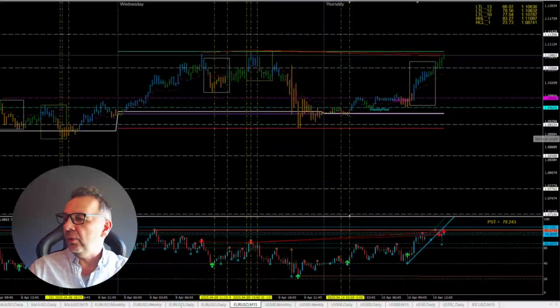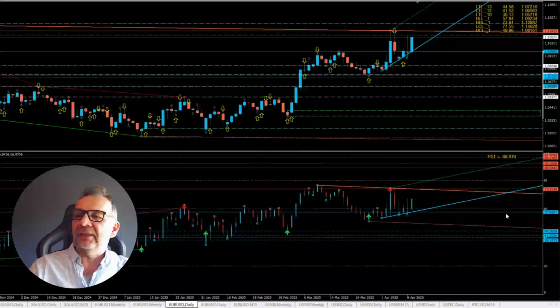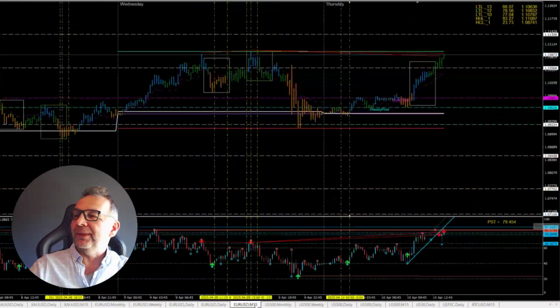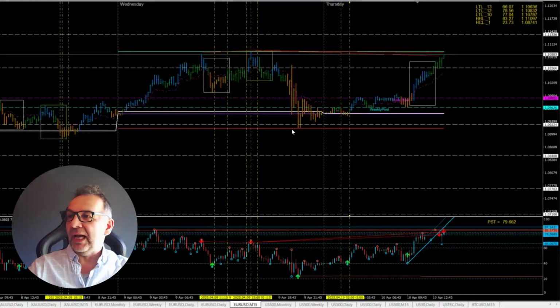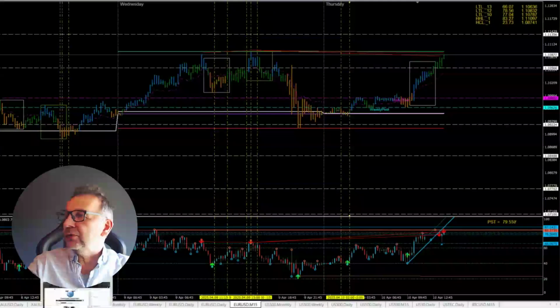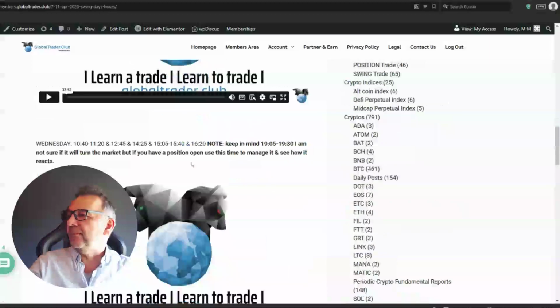1.0922. Where's that coming from? That's coming from there yesterday on a PST level. So what happened? We had a PST right there. Yesterday's hours, let's check if this was close to a trading hour or on the trading hour. So let's take a look at Wednesday. When was that? That was at the end.